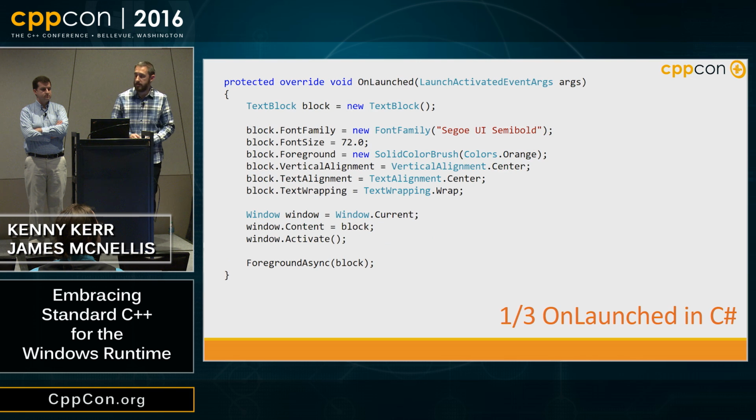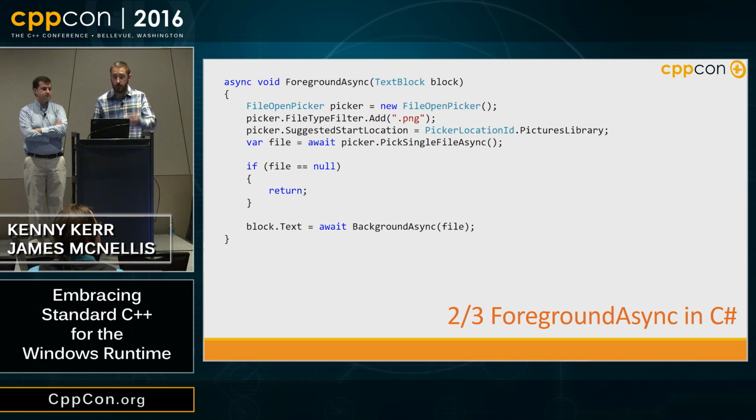So within the onLaunch method for the C# application, it's fairly straightforward. You create your text blocks, your font family, font size, all the regular settings. The main difference here is that we're not actually setting the content of the text block. Other than that, we're activating the window, and we're calling that foreground async method with the text block as a reference to get the job done. Foreground async, it's an async method. We create a file picker, we set some of the properties on it, and then we await the pick single file async method, which will return eventually a storage file for us to pass to the background async method.